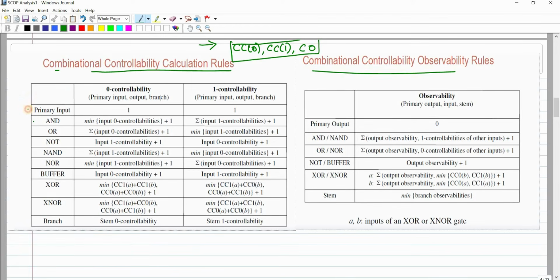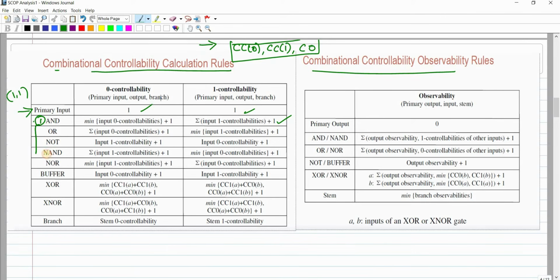Initially, for a given circuit, primary input values are set to 1, 1. I had already discussed this part. It is one of the rules. For primary inputs we consider combinational 0 controllability and combinational 1 controllability to be 1 and 1. For an AND gate, the 0 controllability is the minimum of the input 0 controllabilities plus 1. The 1 controllability is the sum of the input 1 controllabilities plus 1. So it is the formula for the AND gate.